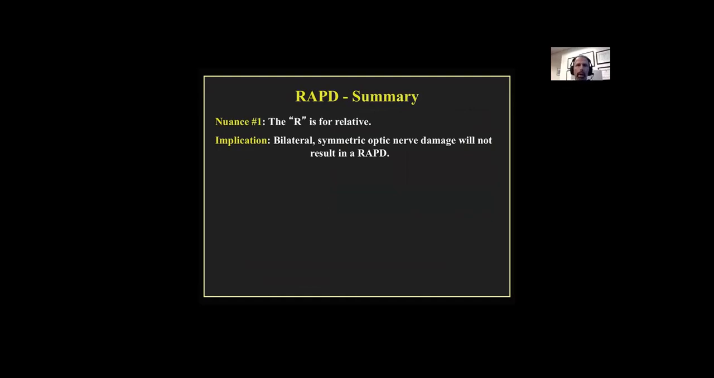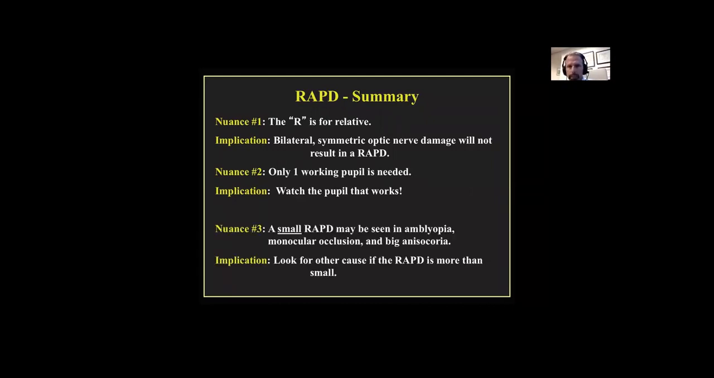So in summary, the R is for relative. Bilateral symmetric optic nerve damage doesn't result in an APD. You only need one working pupil. Watch the pupil that works. The other pupil is not telling you anything. And a small APD can be seen in some of these other conditions that we talked about, but only small. Anything more than small, look for other causes. Look for an optic nerve problem.